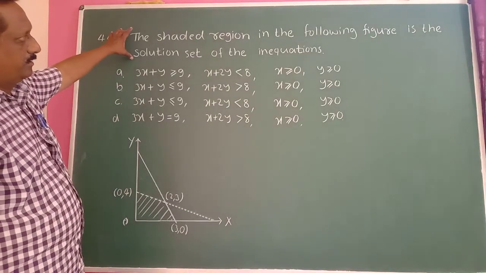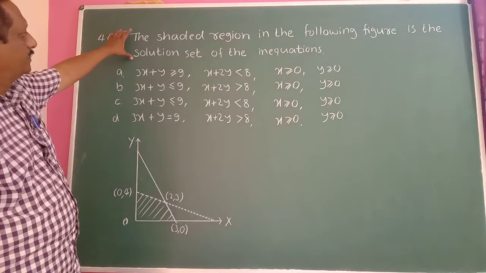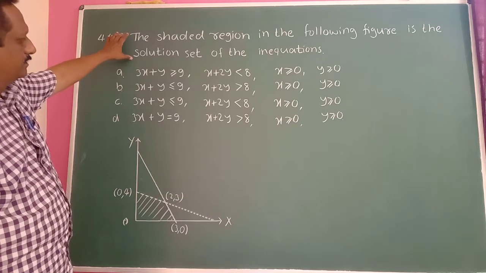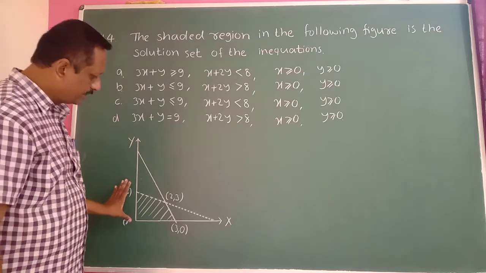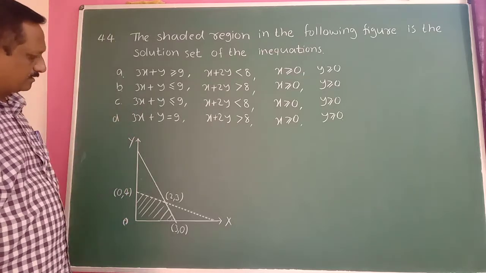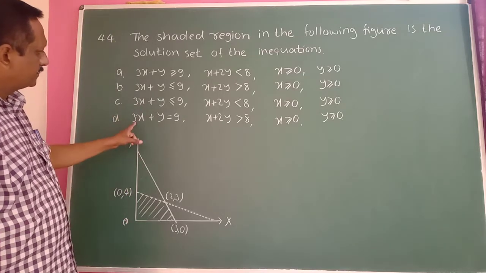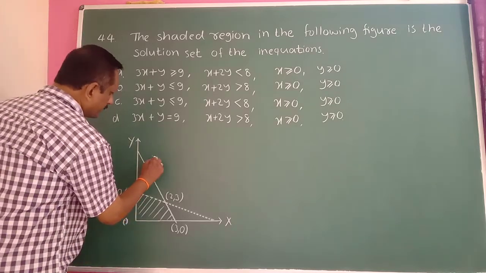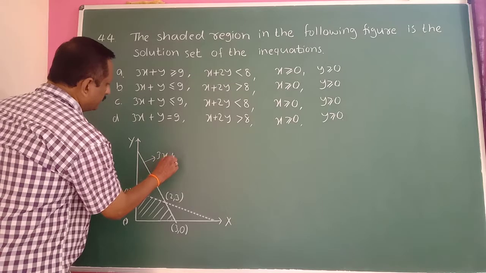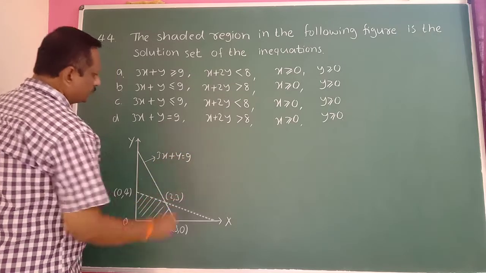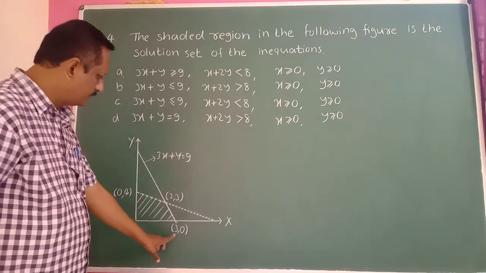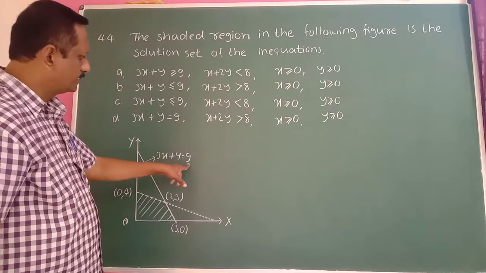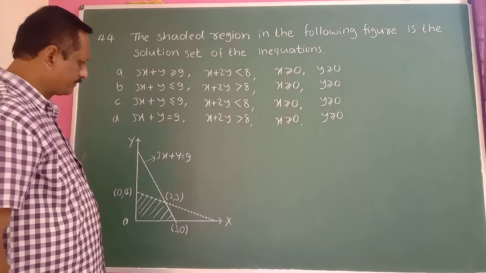The shaded region in the following figure is the solution set of the inequations here. So they have given this diagram here, then which is the correct option? Okay. Here 3x plus y is equal to 9 is there. So this is the line here, 3x plus y is equal to 9. Because if you put x value 3 and y value 0, 3 3s are 9 is equal to 9 here. The equation is satisfied here.